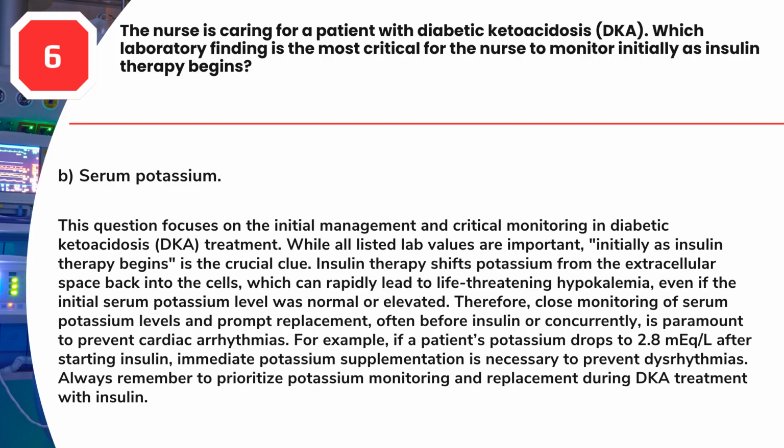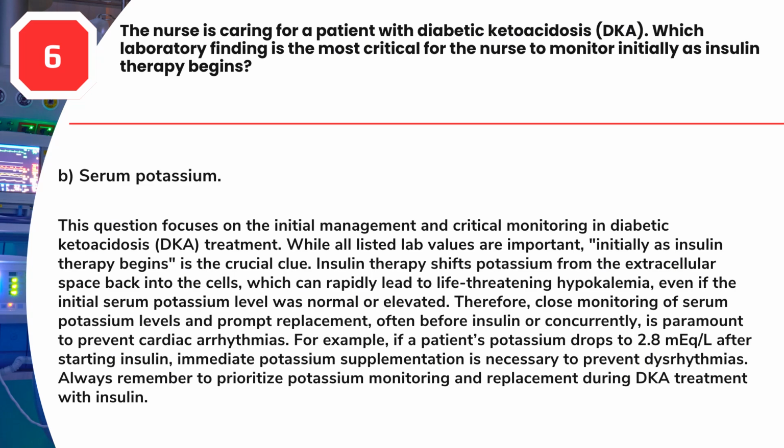Answer: B. Serum potassium. This question focuses on the initial management and critical monitoring in diabetic ketoacidosis, DKA, treatment. While all listed lab values are important, "initially as insulin therapy begins" is the crucial clue. Insulin therapy shifts potassium from the extracellular space back into the cells, which can rapidly lead to life-threatening hypokalemia, even if the initial serum potassium level was normal or elevated.